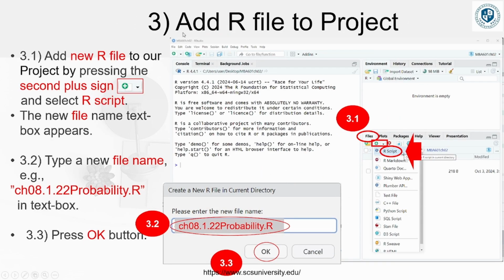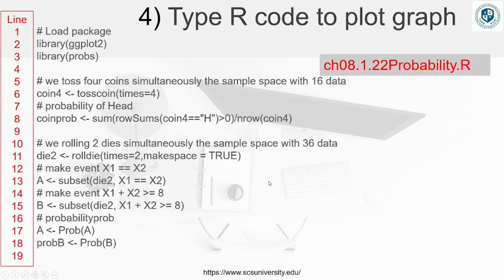3. Add our file to project. 3.1. Add a new file to our project by pressing the plus sign and selecting R script. The new file name text box appears. 3.2. Type a new file name, ch08.1.22 probability.R in the text box. 3.3. Press OK button.